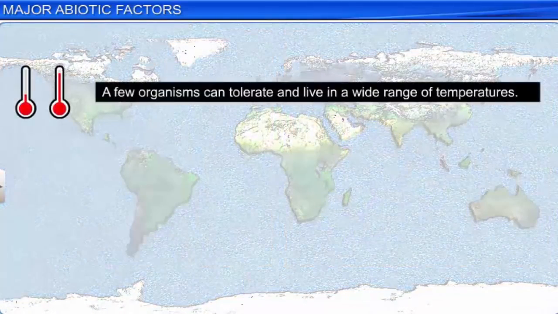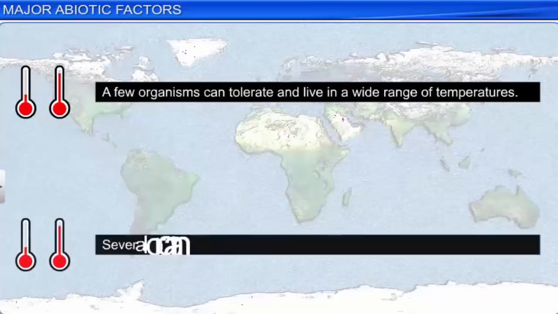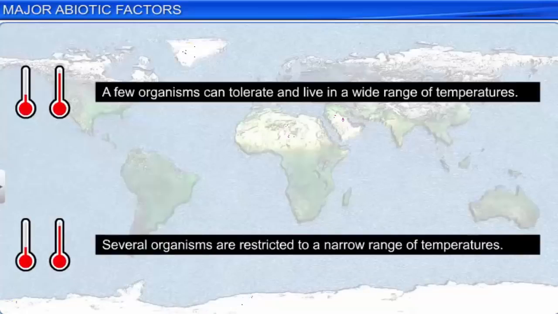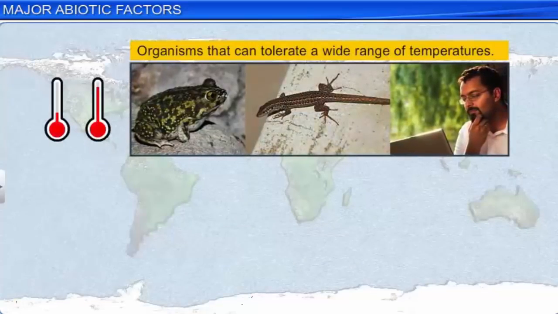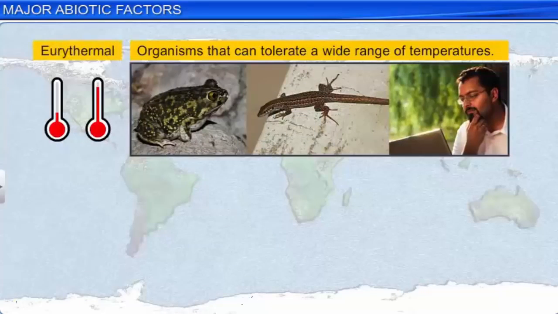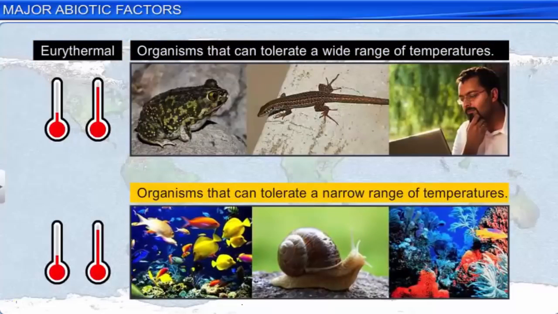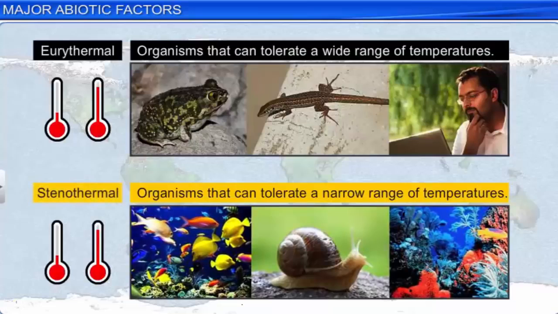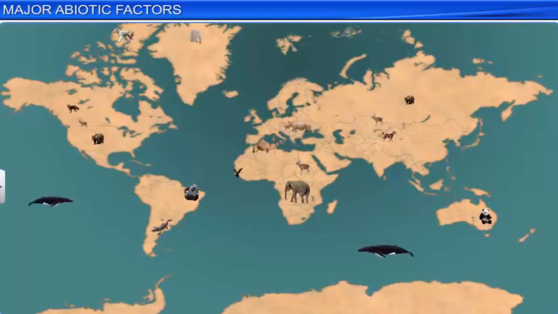A few organisms can tolerate and live in a wide range of temperatures, while a majority of them are restricted to a narrow range of temperatures. Organisms that can tolerate a wide range of temperatures are called eurythermal, while organisms that can tolerate a narrow range of temperatures are called stenothermal. In fact, the levels of thermal tolerance of different species greatly influence their geographical distribution.